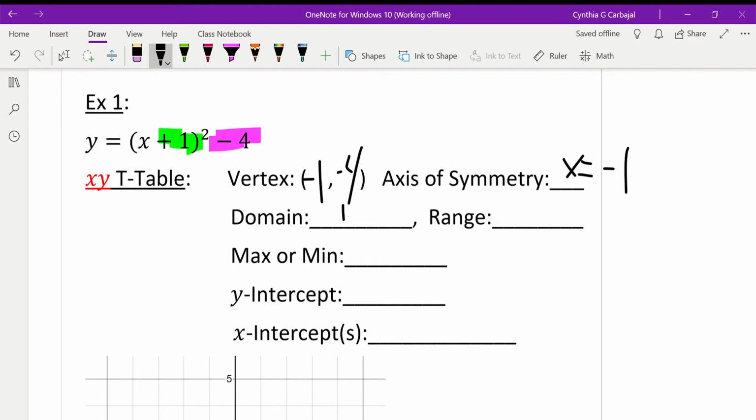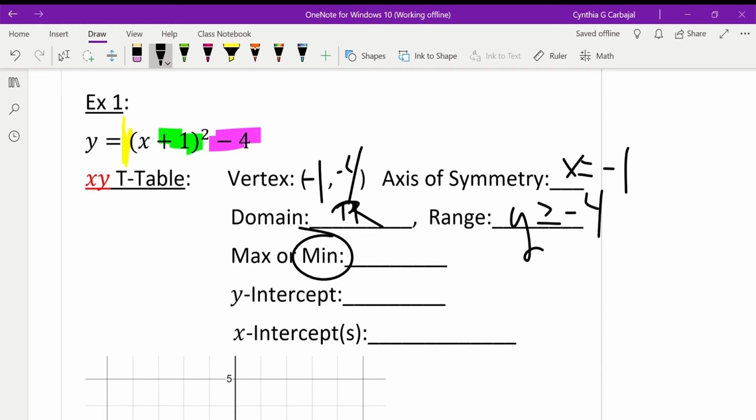The domain is always going to be all real numbers. Sorry for that funny looking R. I'm trying to make a funny looking R, but it's even funnier than it should be. The range, since it's opening up, it's going to be y is greater than, and always the same as the y value in our vertex. Because it is a positive parabola, because there's nothing in front of the parentheses here. So it's just positive. Think of it that way. Then it's going to be a minimum, just like our parent function.